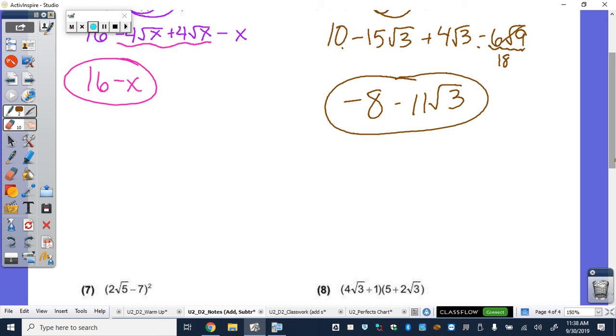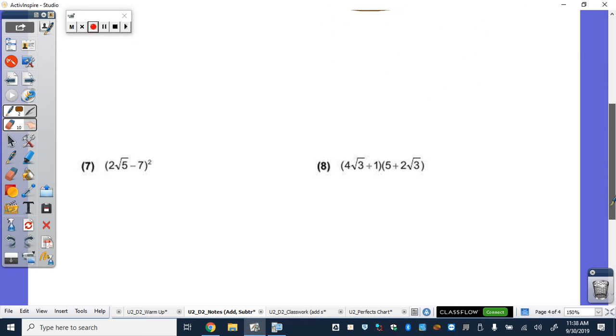For your seventh one down there, what do we have to do first? Yep, write it a second time and then do your distributive property. So go ahead and try 7 and 8. Multiply those out, see what you get.